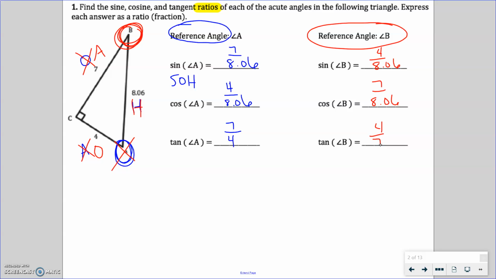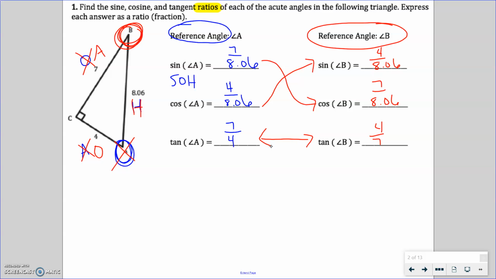A couple things to notice just in general, especially if you're taking pre-calc next year. Notice how the sine of one angle is the same thing as the cosine of the other angle. Kind of interesting. And vice versa. And then also, the tangents of the two angles just flip-flop. They're reciprocals. So just a pattern.